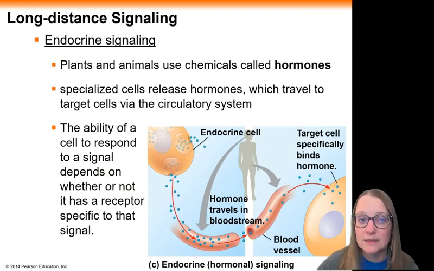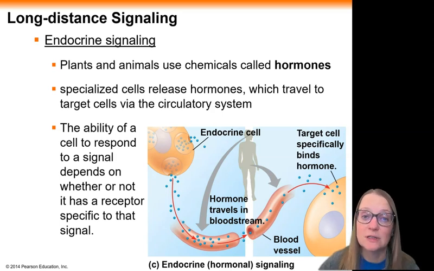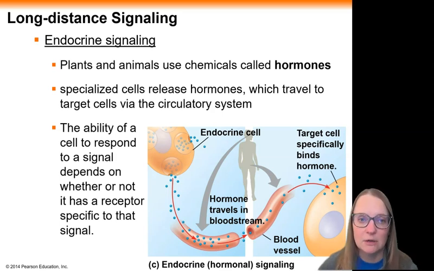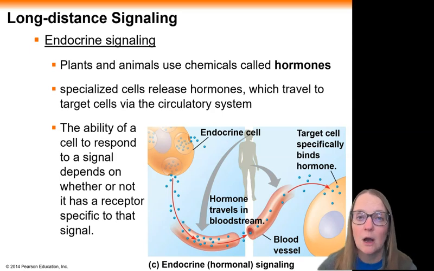And then long-distance signaling. So long-distance signaling is called endocrine signaling. This has everything to do with hormones. Both plants and animals use chemicals as part of endocrine signaling as their messages, and specifically, we call these guys hormones. Endocrine signaling is very similar to paracrine signaling, except for the distance. So think paracrine signaling, short distance that the signaling molecule has to travel, and then endocrine, it's long distance.